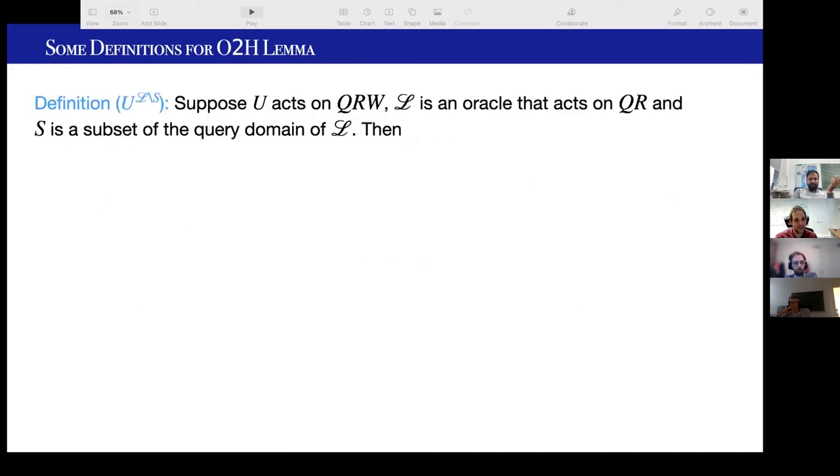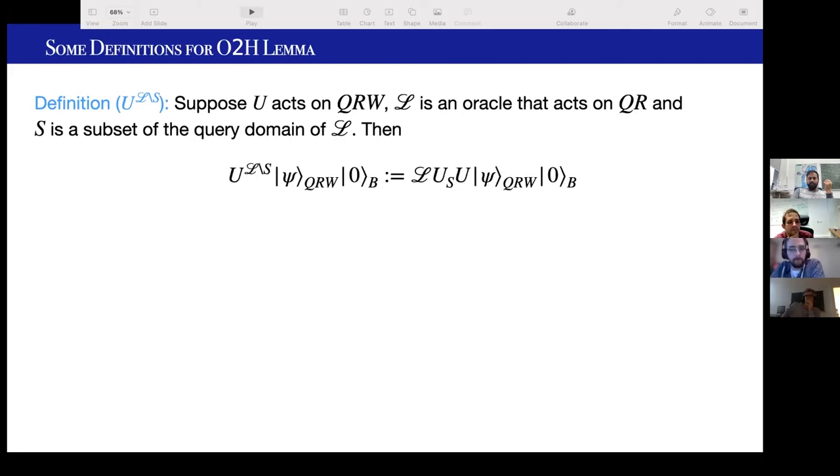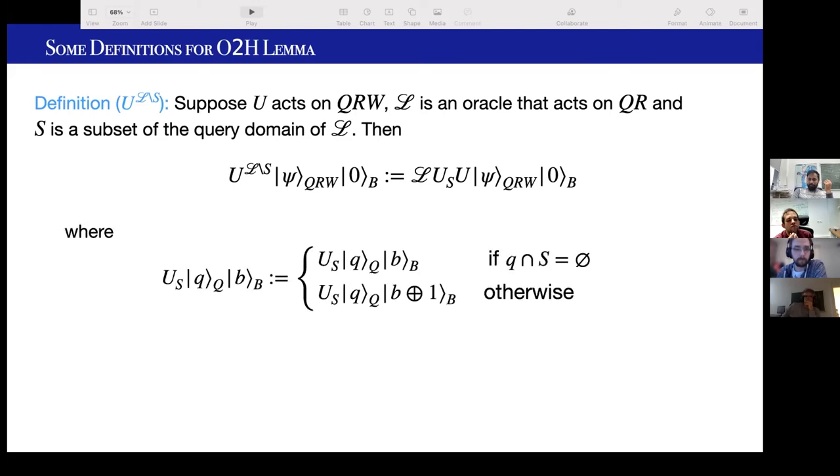So here I define a unitary, which is based on some oracle L and some query domain S. You have a unitary that acts on the query, response and work registers, and you have an oracle L that acts on the query and response registers, and S is a subset of the query domain of L. Then the action of U_{L\S} is given by: you apply first the unitary, then apply another unitary U_S, which I will define here, and then apply the oracle. This extra U_S that sits there just singles out whether the query was made in S or not. If the query was outside S, it does nothing. But if the query is inside the domain, then it flips this extra B register. So it's just an indicator function. It indicates whether the query was in S or not.